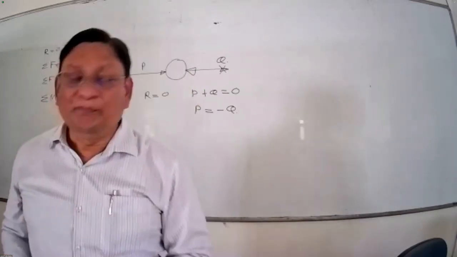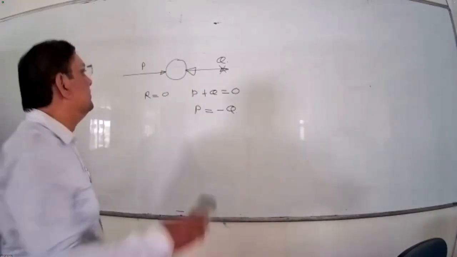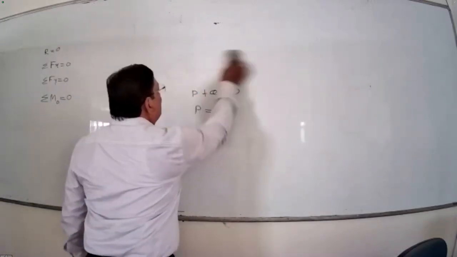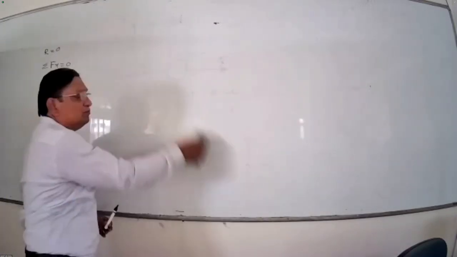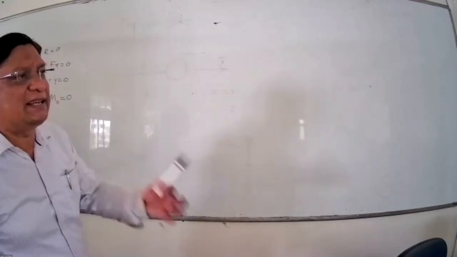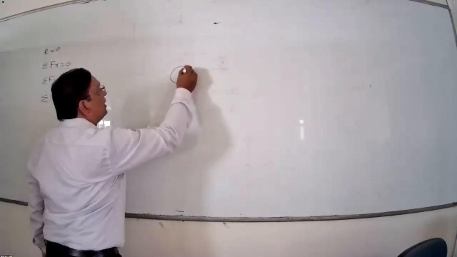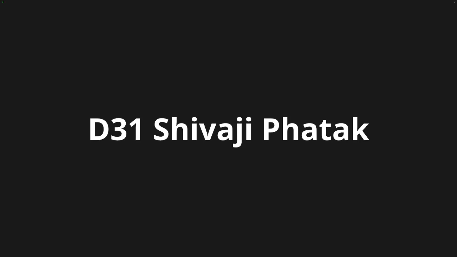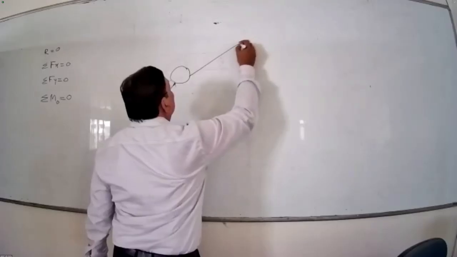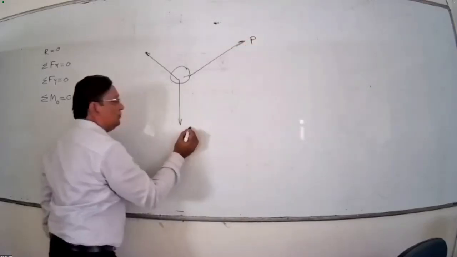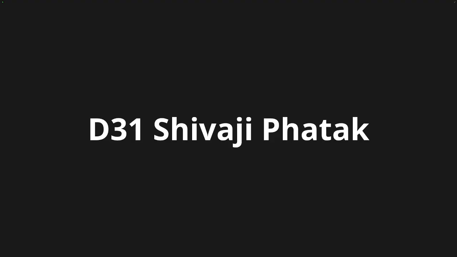Then we go for the three force equilibrium. By considering the three force equilibrium system, we are considering three forces. Let us assume a concurrent force system is given. Suppose a body is given to you and it is acted upon by forces P, Q and R.